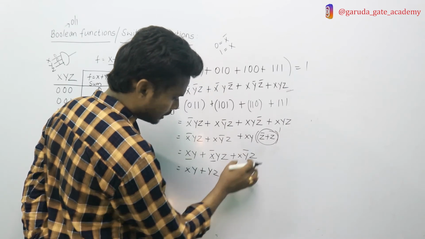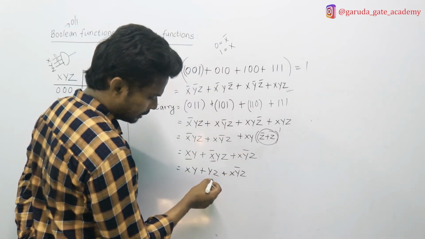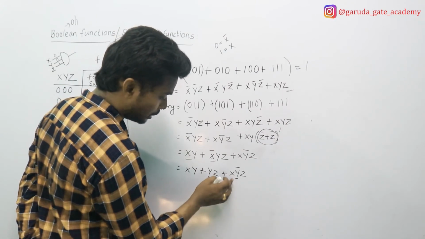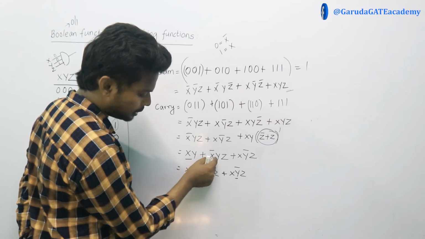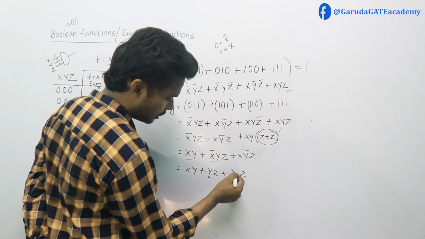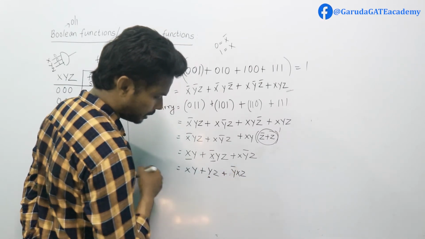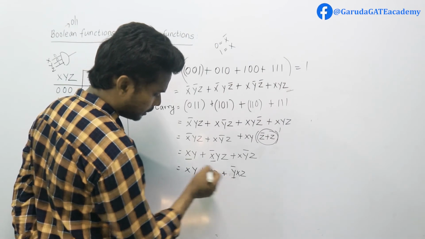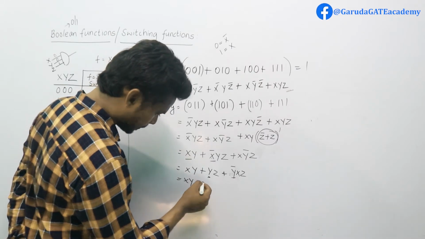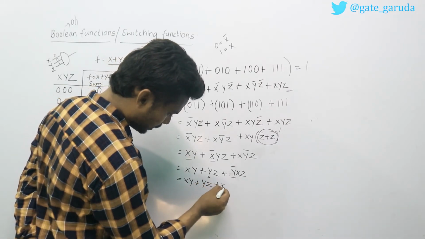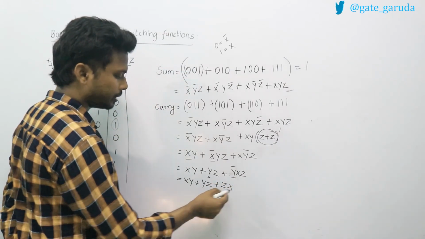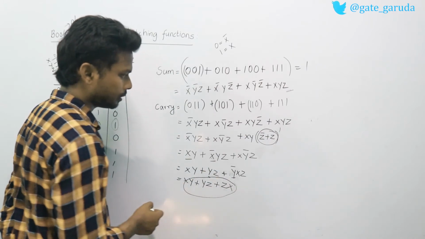Okay, I'm just writing this expression here. So after getting this, see here it is y and this is y bar. So you may get a doubt here that x bar is in the first term. So this also can be written like y bar xz, right? So this will be absorbed. Then you will get xy, yz, xz or zx. So this will be the simplified expression for carry.